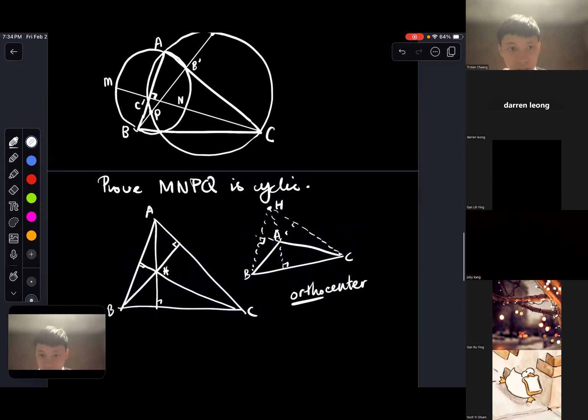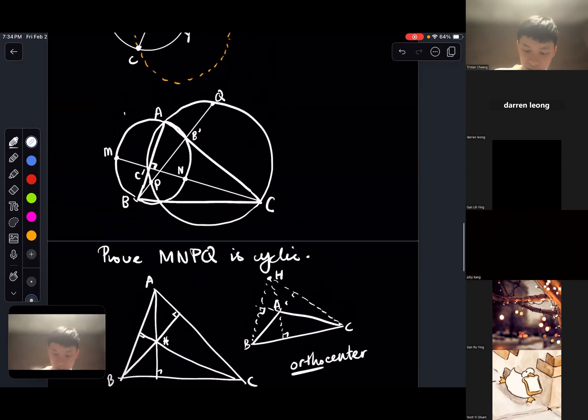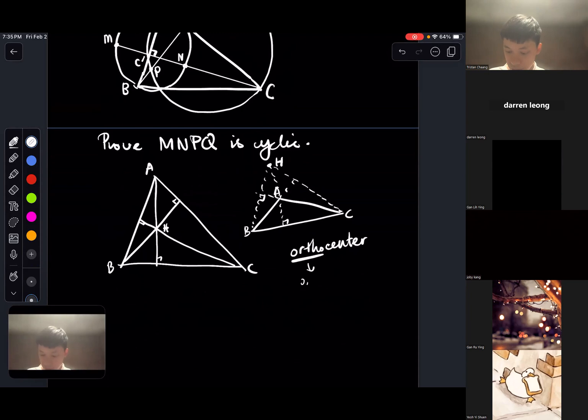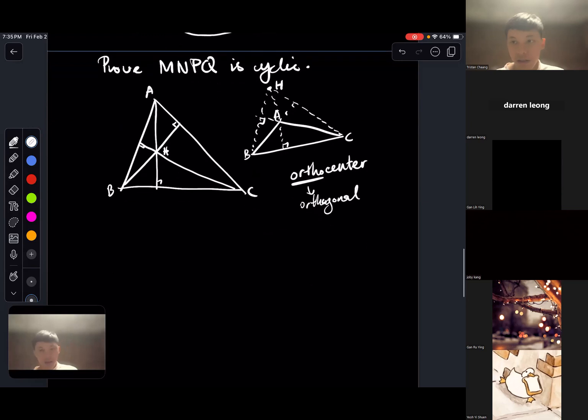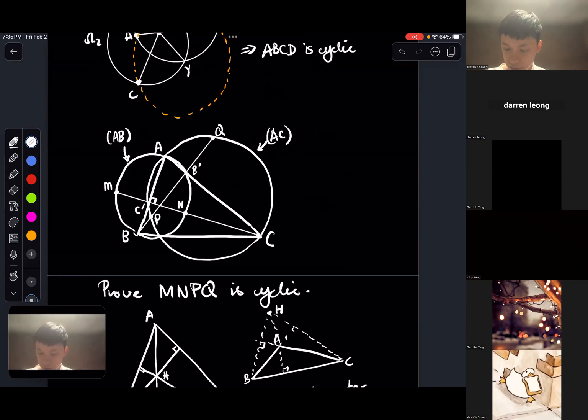What is MN and BB prime? BB prime is the altitude, and MN is where the altitude CC prime intersects the circle with diameter AB. This is the circle with diameter AB. This is the circle with diameter AC. Yeah, AC the diameter for this circle.